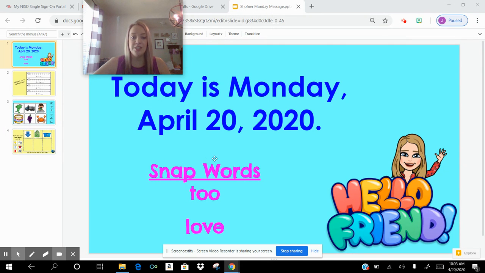We have two new snap words this week. The first one is TOO. This is different from the snap word "to," like "I like to ride my bike." TOO means also, you agree. So if your friend says that they like vanilla ice cream, you could say, "I like that too." Okay? So this "too" means you agree with somebody.